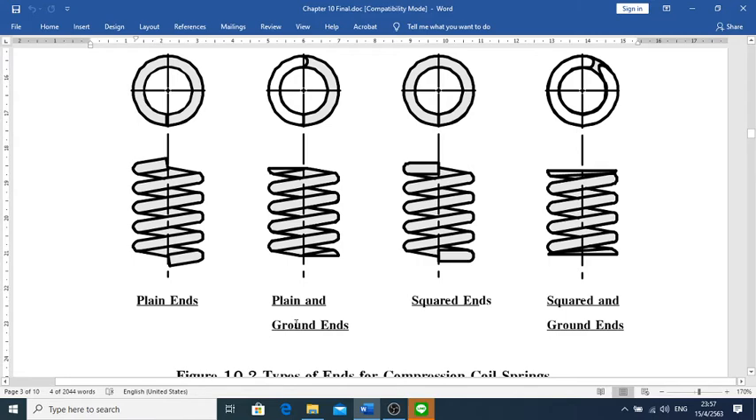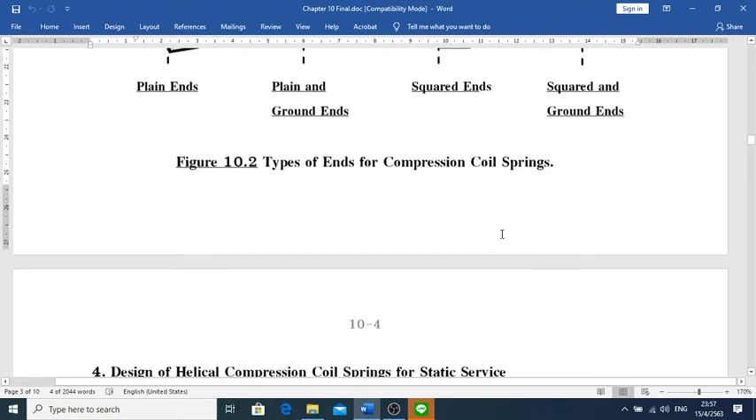Another type is squared: we cut it square, and then we grind it at the top part. You may ask me which one is the best ever. I would say square and ground is the best. So this is what we show on that.